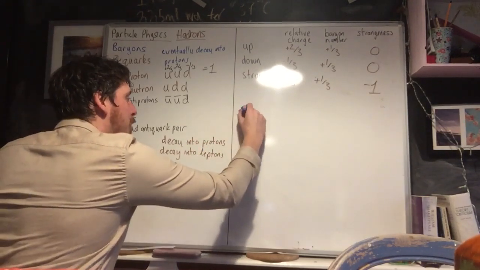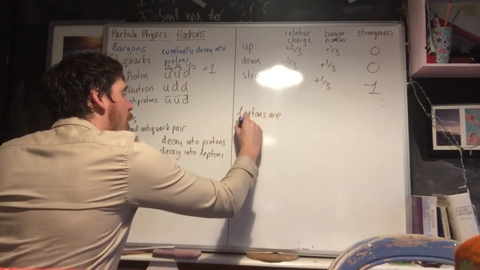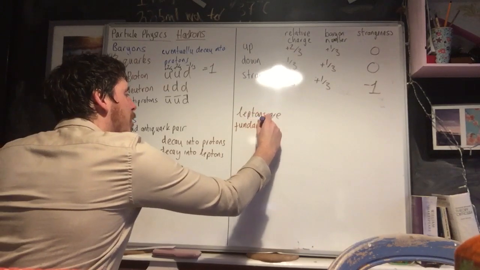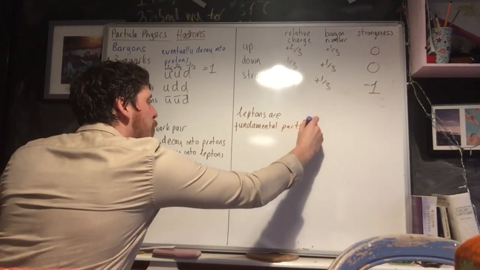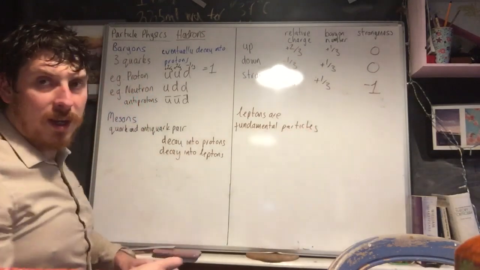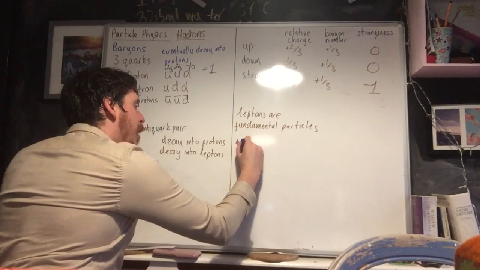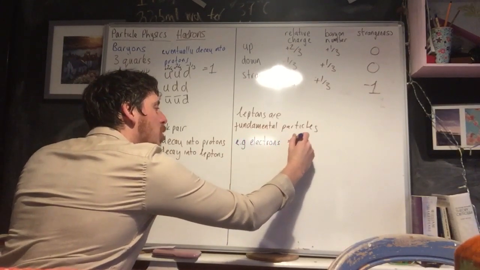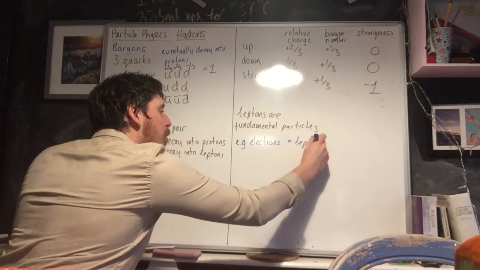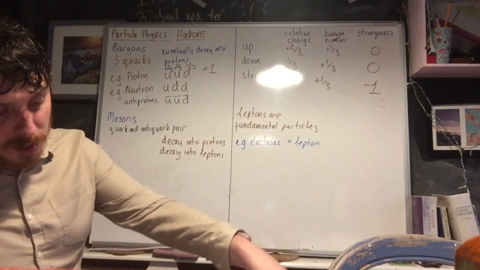Now, leptons are fundamental particles, so it means they're only made from themselves, and they do not experience the strong nuclear force. So, for example, an electron is a lepton. It is only made from itself, it's not made from quarks.